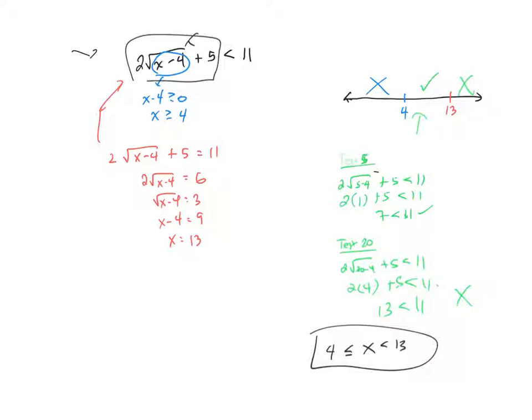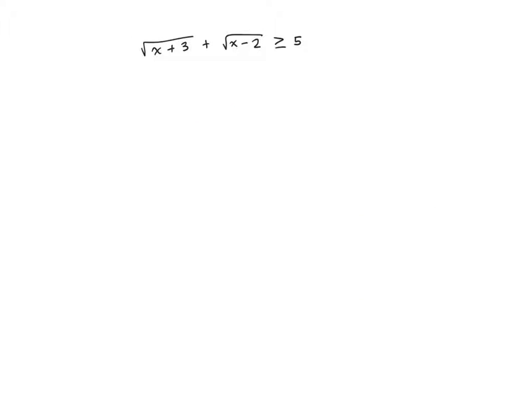Now, this process works exactly the same way, even when the inequality is more complicated. And the process, again, just to remind you, is get the domain, put it on a number line, solve it as if it's an equation, put those solutions on the number line, test intervals to see which intervals work, and then write your answer. Here's a more complicated example.